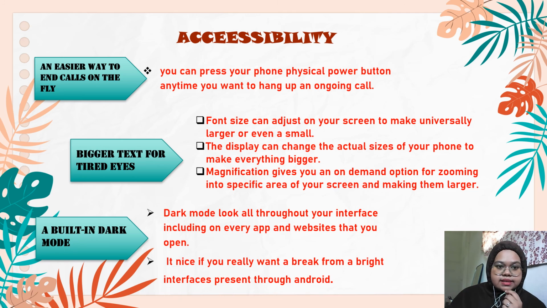Accessibility on Android. First is an easier way to end calls on the fly. When you turn on the easier way to end calls, you can press your phone's physical power button anytime you want to hang up an ongoing call. Next is bigger text for tired eyes. Font size can be adjusted on your screen to make it universally larger or even smaller. The display can change the actual size of your phone to make everything bigger, and magnification gives you an on-demand option for zooming into a specific area of your screen and making it larger.